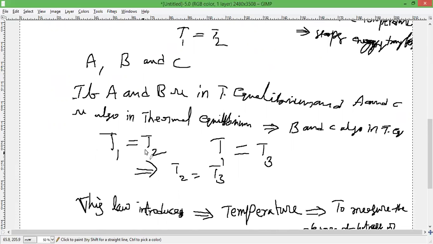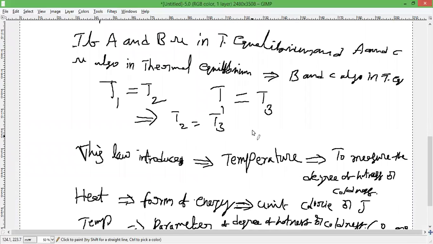From the temperature point of view, once two objects are in thermal equilibrium, their temperatures are the same. If the temperatures of objects A, B and C are T1, T2 and T3, then A and B in equilibrium means T1 equals T2, and A and C in equilibrium means T1 equals T3, so automatically T2 equals T3. This is what the law explains.